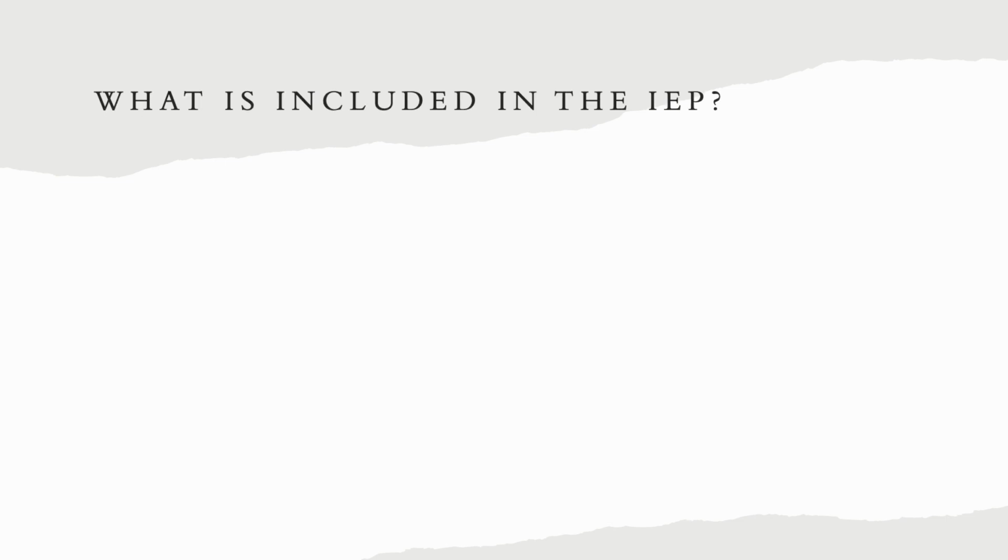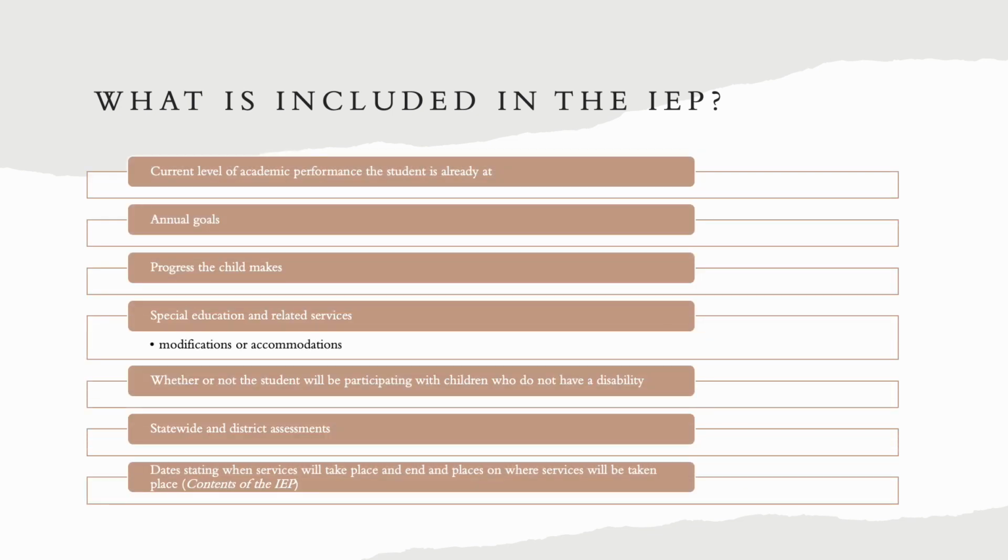So what is included in the IEP? Or what are the contents of the IEP? The main contents that go in an IEP is the current level that the student is already performing at. You have annual goals, which is one of the main purposes of the IEPs, the progress that the child will make under the plan, special education and related services such as modifications or accommodations, and whether the student will participate with children who do not have a disability. An IEP can also include statewide and district testing assessments and dates and locations stating where and when the services will start and end.